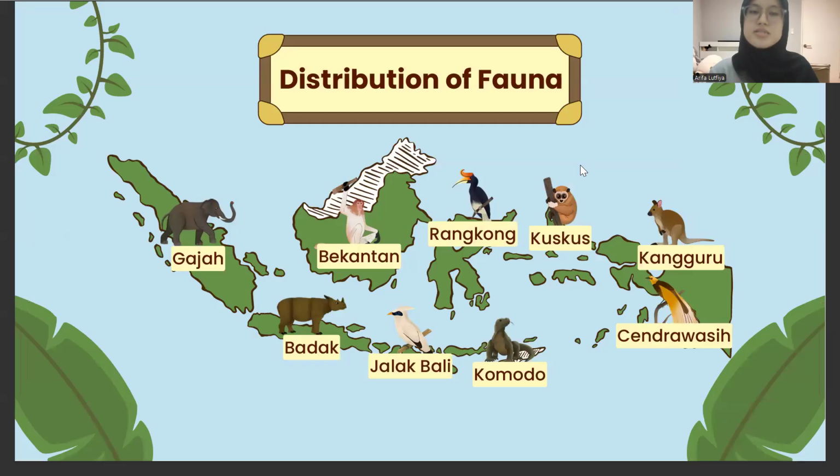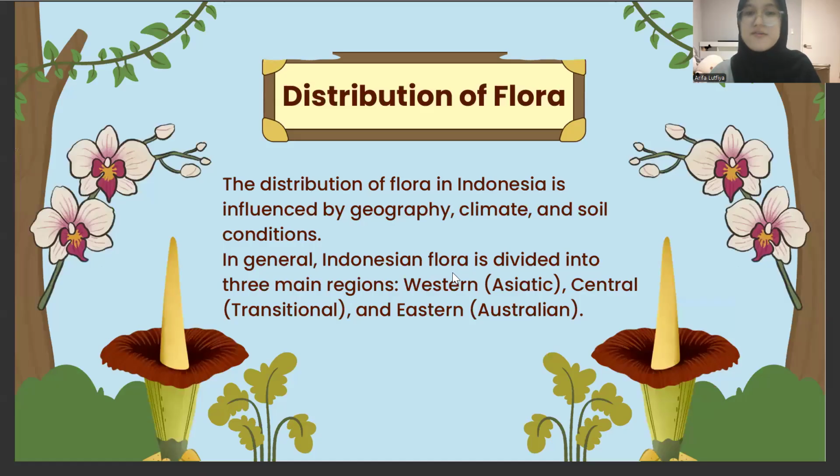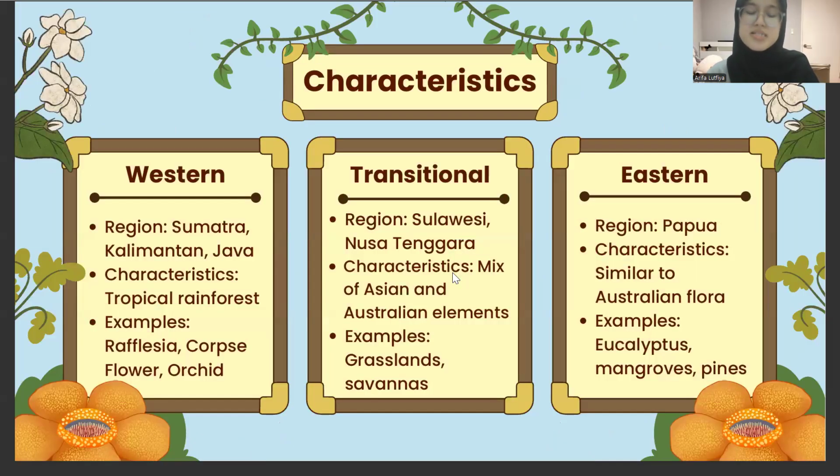And then here's the distribution of the fauna in Sumatra, Java, Sulawesi, Kalimantan, Papua, and so on. After the distribution, I will explain the characteristics too: the characteristics of Western fauna, transitional fauna, and Eastern fauna. After that, I will explain the distribution of flora and its characteristics as well.